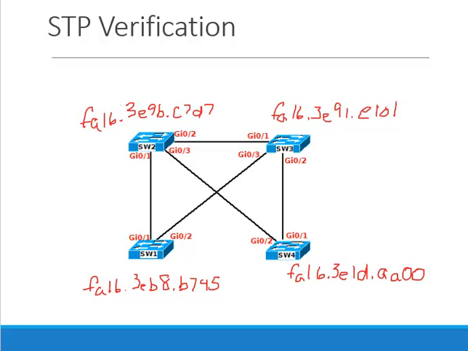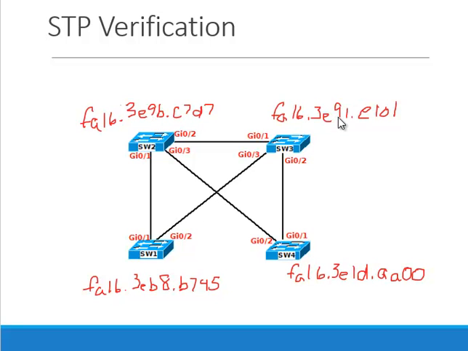First, the election process. The first thing that happens in the process is we have to elect the root bridge. It's based upon the lowest MAC address. So we look at all of them. They all start with FA16.3E. Okay, this one is 3EB, this one 3E9. 9 is less than B. Remember, B is 11 in hex. So 9 so far is going to say I'm the root bridge.